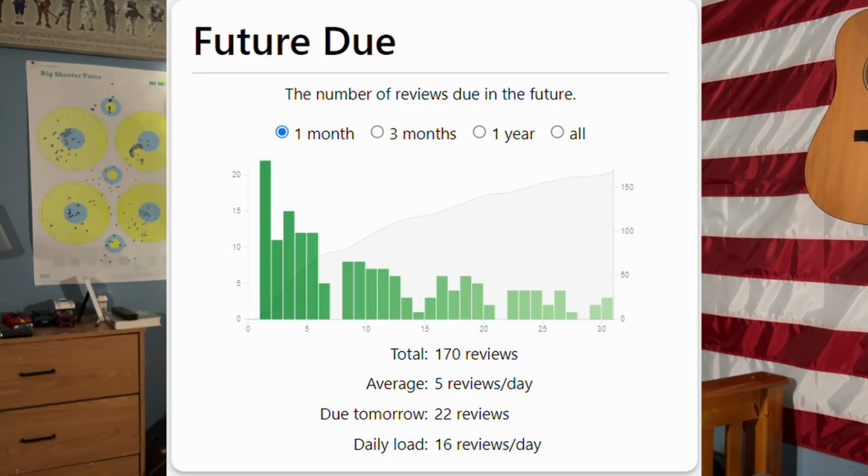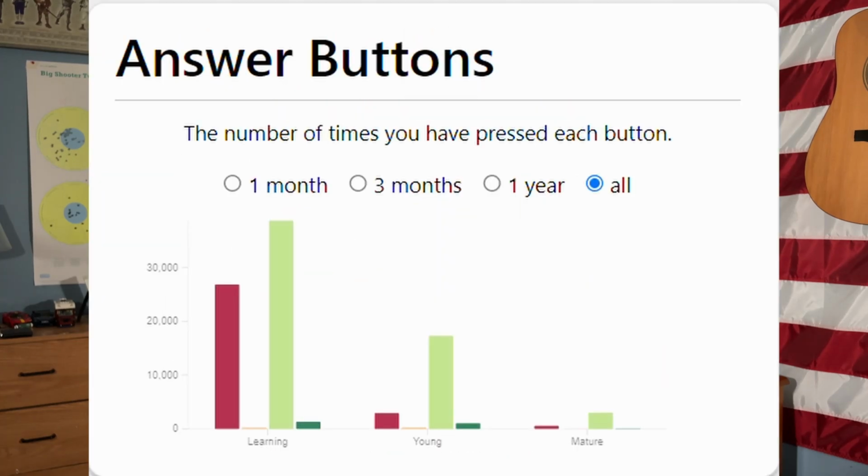Let me put this in really simple terms for you guys. You only need to look at 4 of your statistics. All the other ones, don't do anything. Don't worry about them. You need to focus on your future due, your card retrievability, your answer buttons, and your card count. Don't worry about any of the other ones. You're just going to confuse yourself even more.